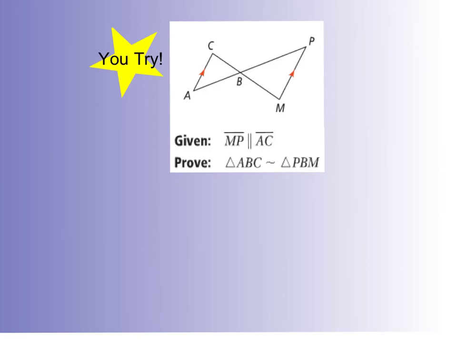I want you to go through and try your best on this proof. So they've given you the fact that this segment MP and AC are parallel. So what I need you to be thinking is, what pieces of information do I know about parallel lines and transversals? You're aiming to prove that this triangle ABC is similar to PBM.